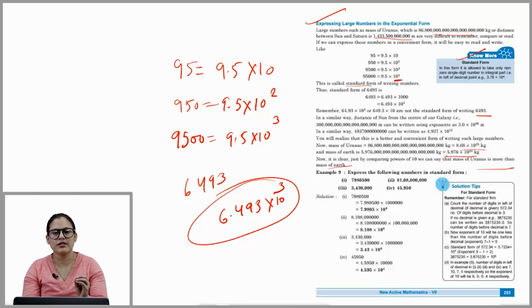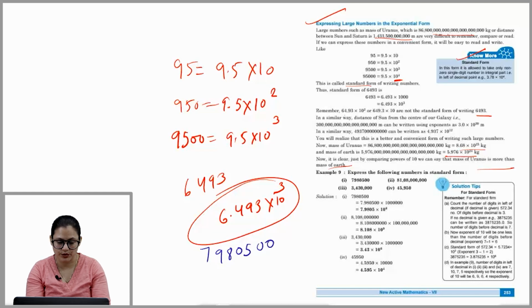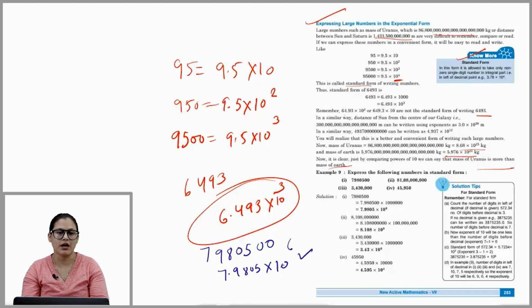Okay. Example 9. Express the following numbers in standard form. Okay. So, you have this number, 7980500. You have to write this number in standard form. So, you will write 7.9805 into 10 raised to the power what? 6. Okay, so this is the standard form. Similarly, you will express these numbers also in standard form. Okay.